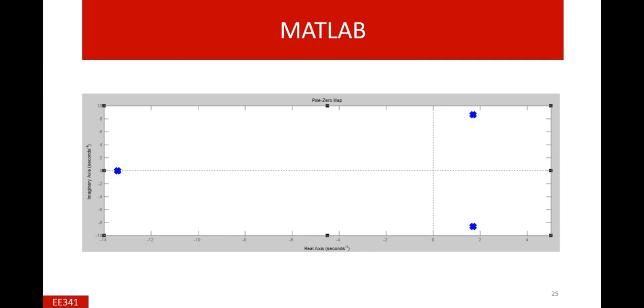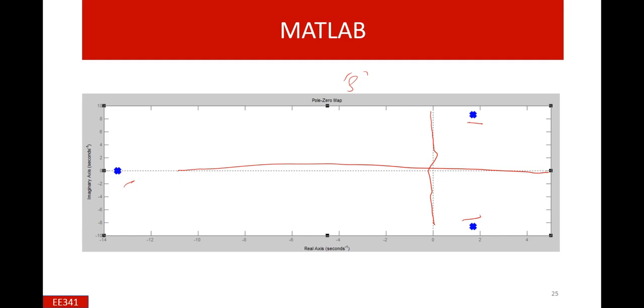Our results can be verified by using MATLAB. This is the real axis and this is the vertical or imaginary axis. This is the complex plane, the s plane. So 2 poles lie on the right half plane and 1 pole lies on the left half plane. So the system is unstable.